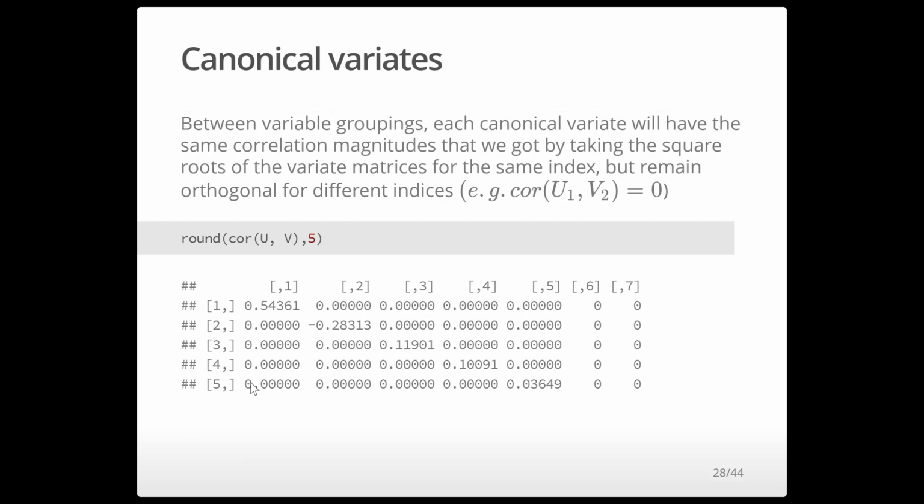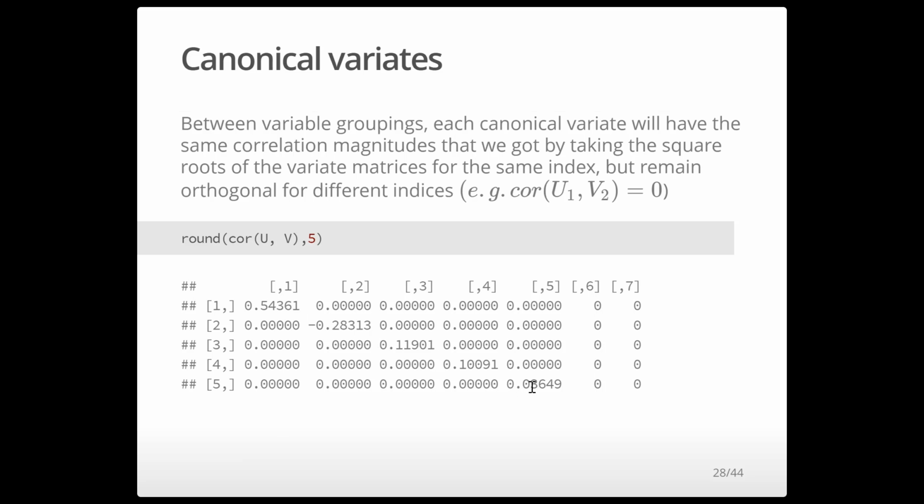And then when we correlate u with v, so these are the variates of x and the variates of y, we see that along the diagonal we get the same correlations that we got before when we checked the eigenvalues, although now they have signs. So here we see the second correlation is actually negative, and off the diagonal, we still get zeros. So the second canonical variate of x is uncorrelated with the first canonical variate of y. Those are all also orthogonal.